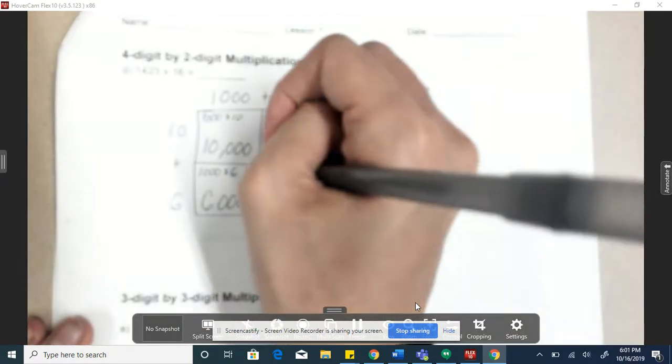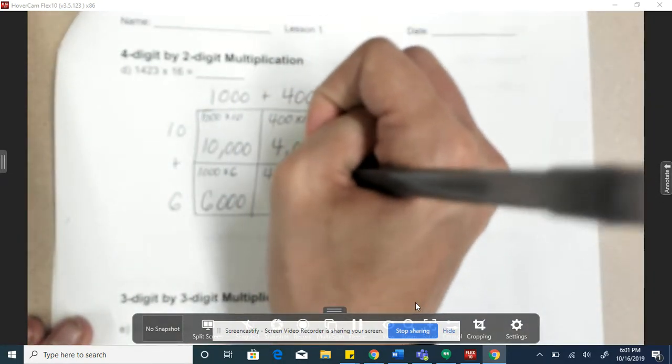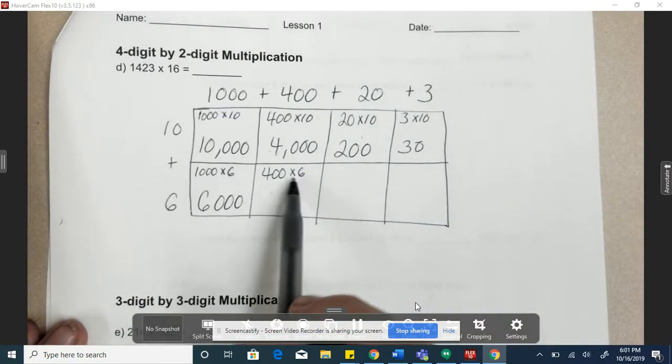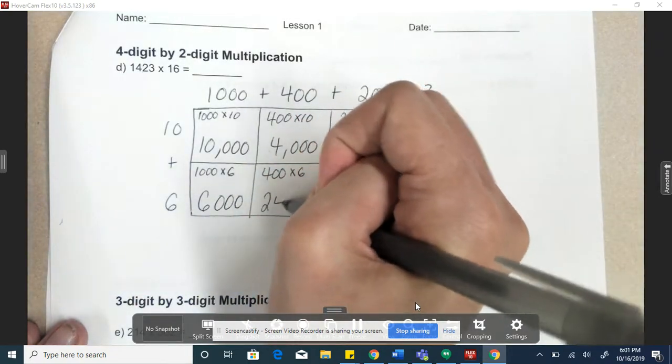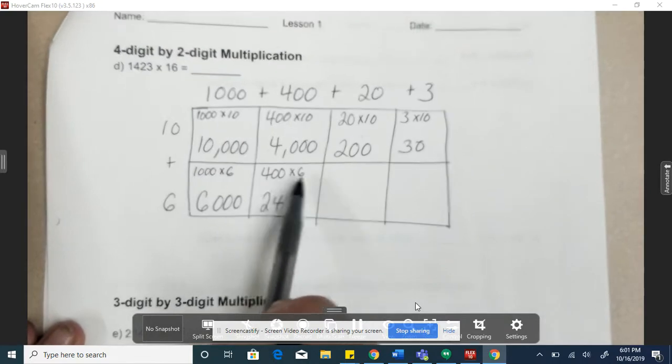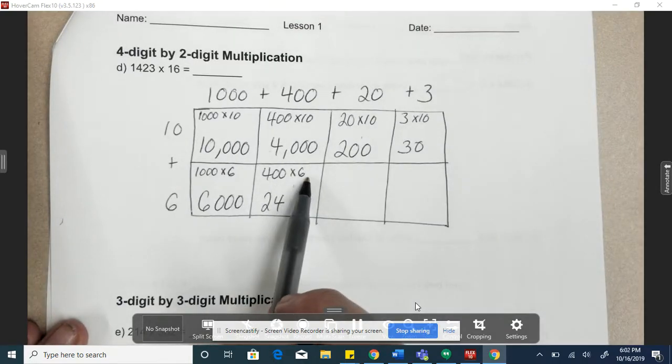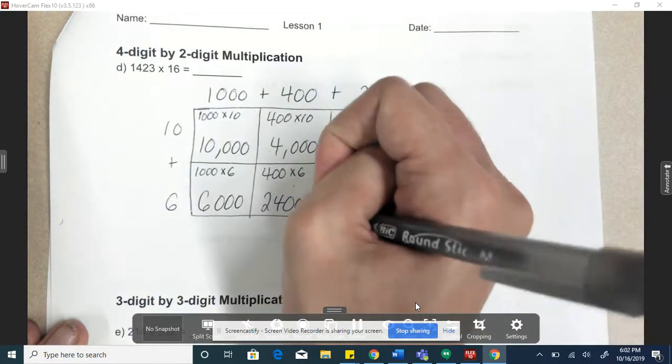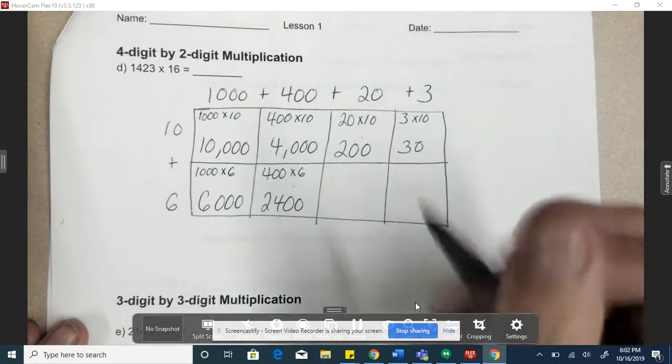400 times 6. Let's see. I know that 4 times 6 is 24. This is in the hundreds. This is in the ones. Hundreds times ones is hundreds. So I know it's going to be 24 hundreds or 2,400.